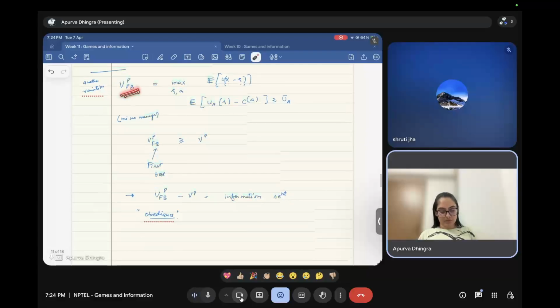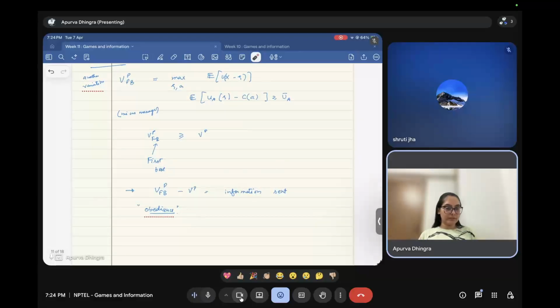This can be achieved if the agent is obedient. If the agent is not very obedient, the actual utility value would be closer to VP. If he is obedient, it will be somewhere over here. But this is the range, so VP to this one. These are the utilities that are to be expected.